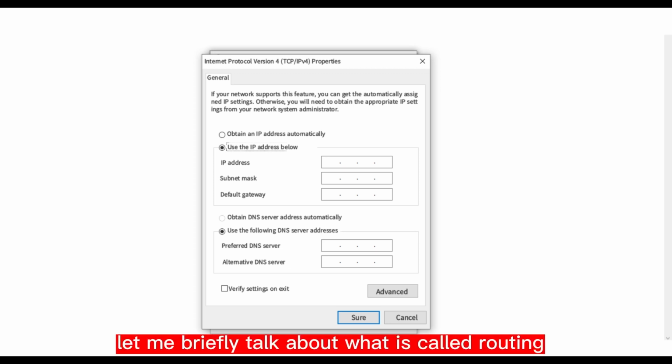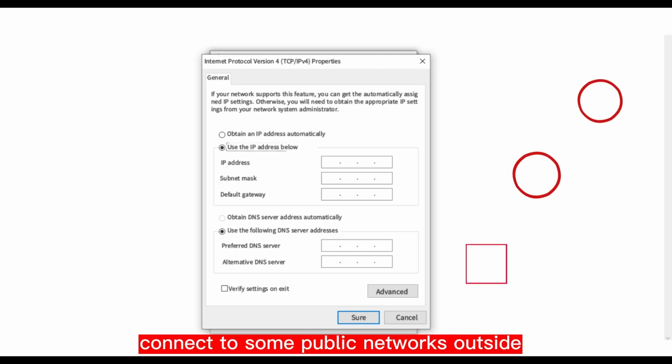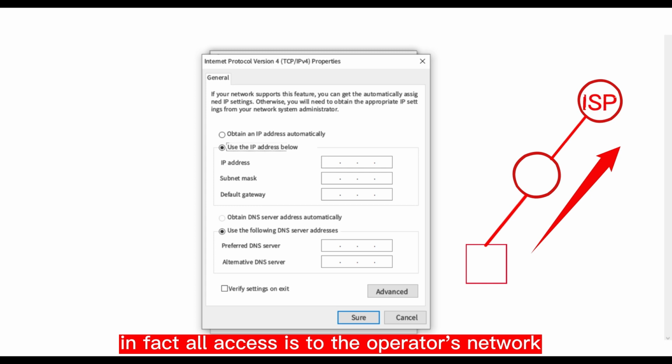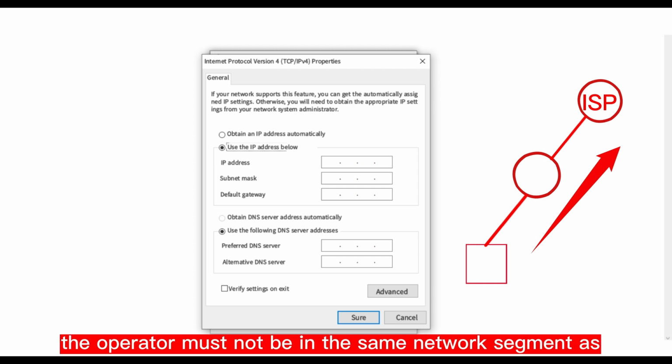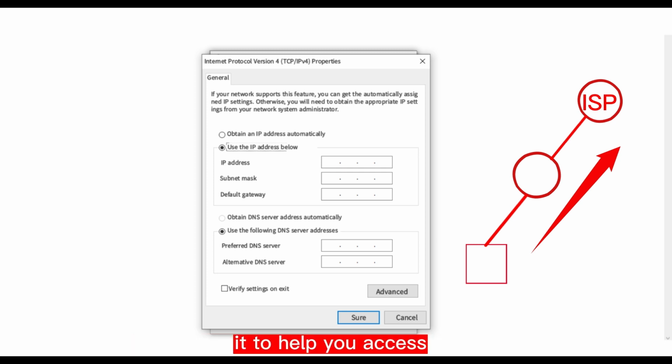Let me briefly talk about what is called routing. This is a PC. Here is a router, connecting to some public networks outside. When you are online, in fact, all access is to the operator's network. But the problem is, the operator must not be in the same network segment as you. At this time you need a device to help you access. This device is the current gateway device.